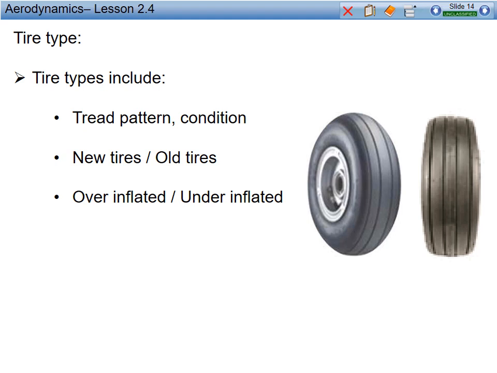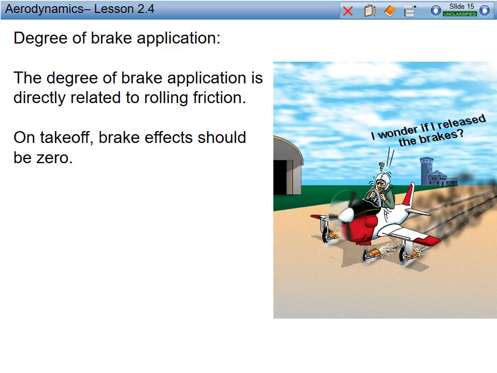Tire type includes the tread pattern and condition, how worn the tires are, new tires versus old tires, and overinflated versus underinflated tires. All of these will affect your coefficient of rolling friction. Finally, degree of braking application. During takeoff, brake effects should be zero. You don't want to be wasting your brakes during your takeoff roll. Also, it will decrease your net acceleration force.